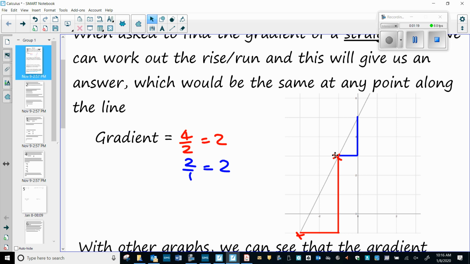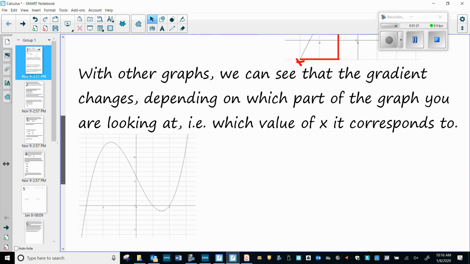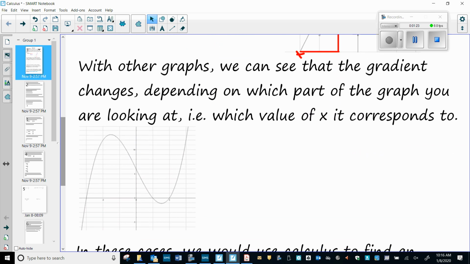So that's fine. If we were asked to find the gradient of this function, can we do that? Can we just find the rise over run of this curve here? No? Why not? It's not a straight line. So my gradient is different all over it. If I were to ask what the gradient of the graph at this position would be, it would be different to the gradient at this position.